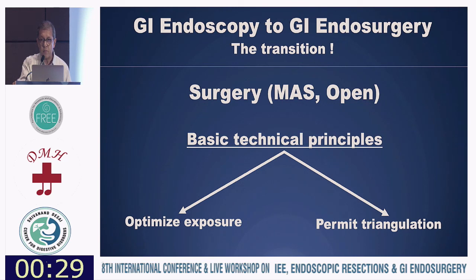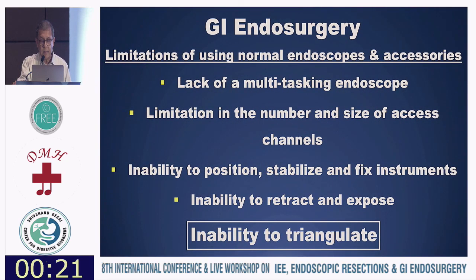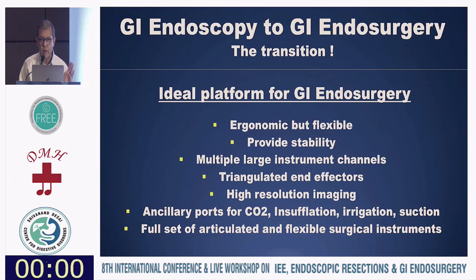The main issue is proper exposure and the ability to achieve traction and counter traction. As you see here, the present limitations which we have with the normal endoscopes and accessories is a lack of the multitasking endoscope. There is a limitation in the number and size of access channels in the endoscope, inability to position, stabilize and fix instruments, and inability to retract and expose, and very, very important, inability to triangulate. And unless we develop the ability to triangulate, we will never be able to achieve the true endosurgery.